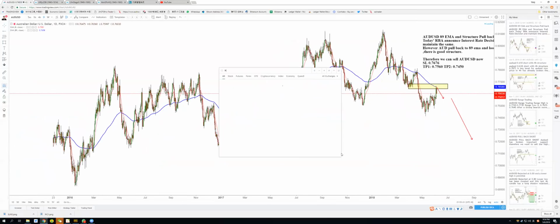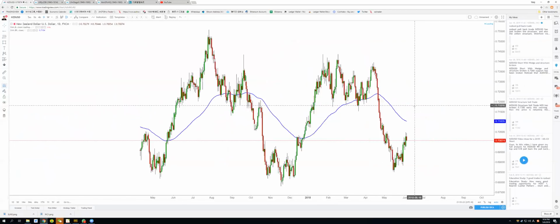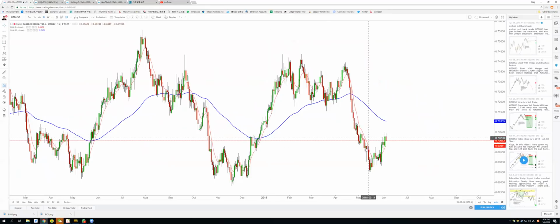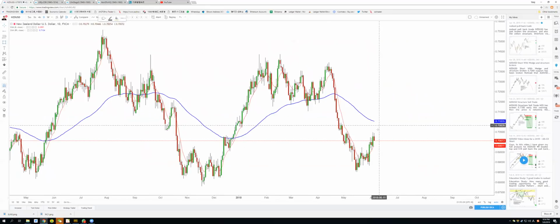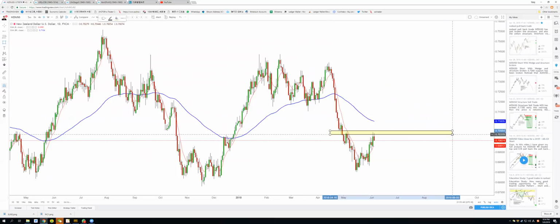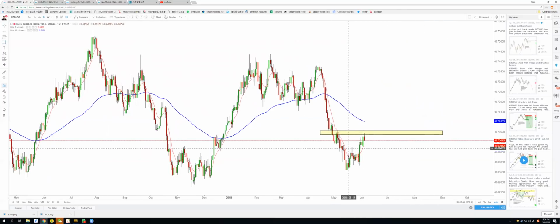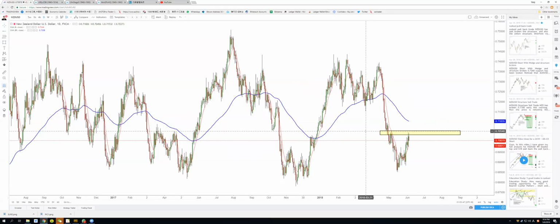Kiwi dollar, same thing. The price rallied, and this kind of rally is quite weak because look here how hard it dropped, and the rally just becomes so reluctant. And look left, there's some structure here, right? The key structure is here. It cannot break through 0.7050. Of course, if you short Aussie, you don't trade Kiwi because it's actually redundant. So just watch it.